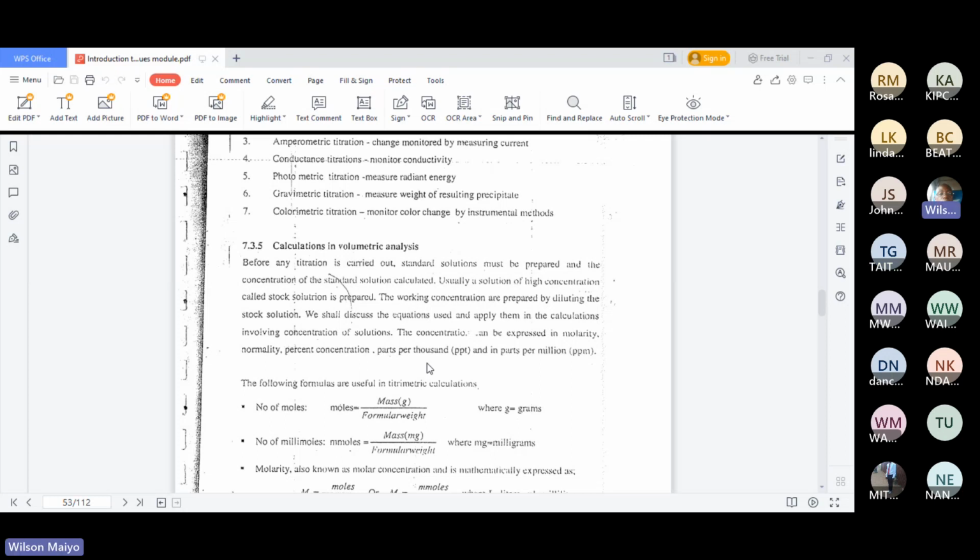So you can have 500 ml. I'm writing for you 500 ml of 0.4 molar sulfuric acid solution. Now I'll give the info.